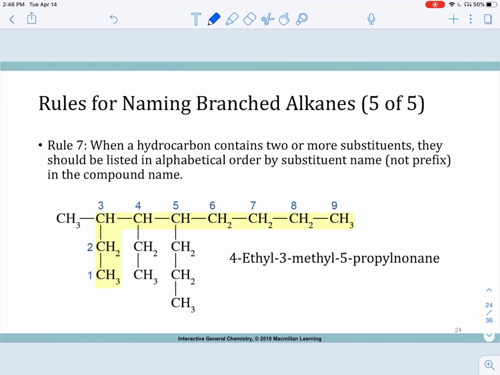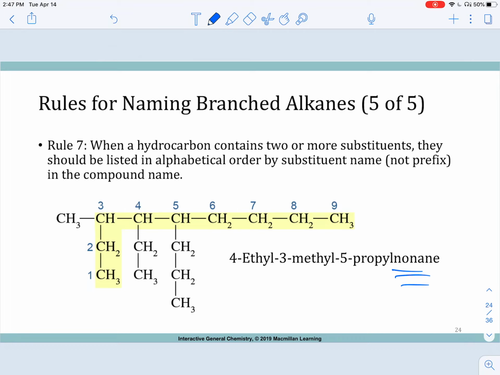Finally, rule 7. We are at the end of our rules. Before, we were looking at examples where the substituents were the same, right? Like we had 2 methyl groups or something. But what if we have, for example, let's look at this compound here. This is a 1, 2, 3, 4, 5, 6, 7, 8. Nope, that's not the longest we can do. Actually, it's with this 1, 2, 3, 4, 5, 6, 7, 8, 9. So this is a nonane.